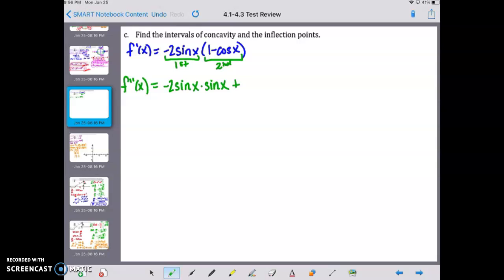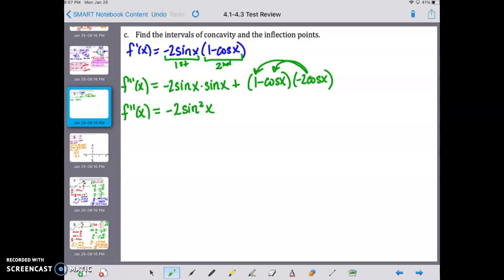And then second, so there's my 1 minus cosine x, d first. The derivative of sine is cosine. I still have the negative 2 with it though, so that's going to be negative 2 cosine x. So then this will need to get distributed. So I have f prime prime of x is equal to negative 2 sine squared x. And then negative 2 cos x times 1 is going to be negative 2 cos x. And negative 2 cos x times negative cos x is going to be positive 2 cos squared x.